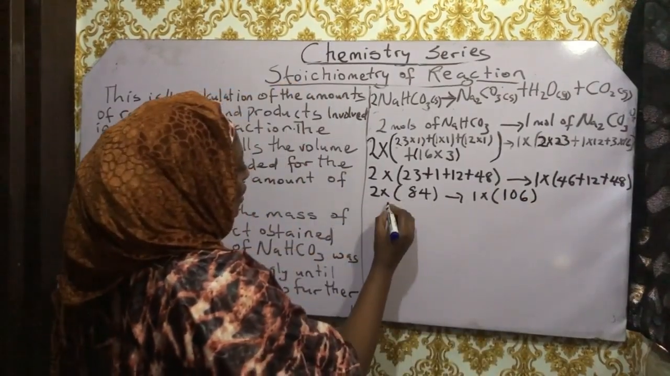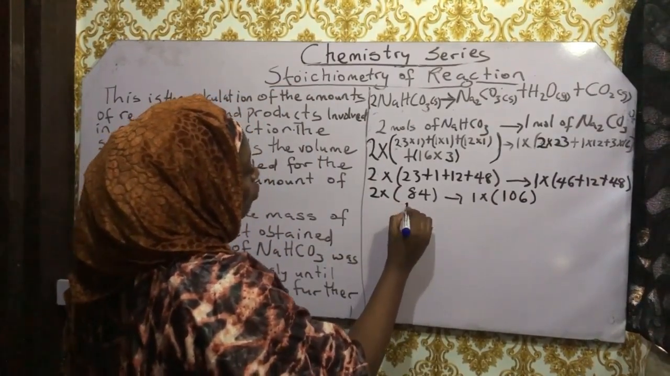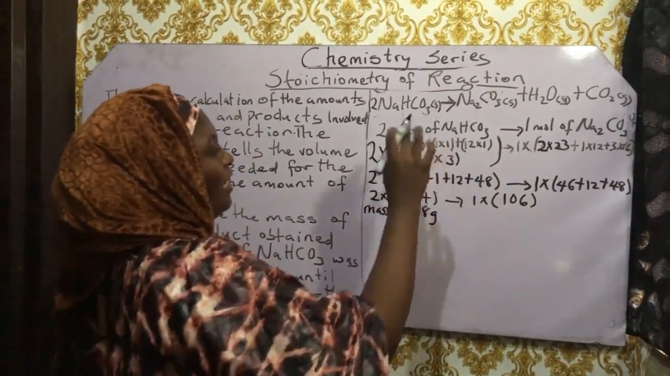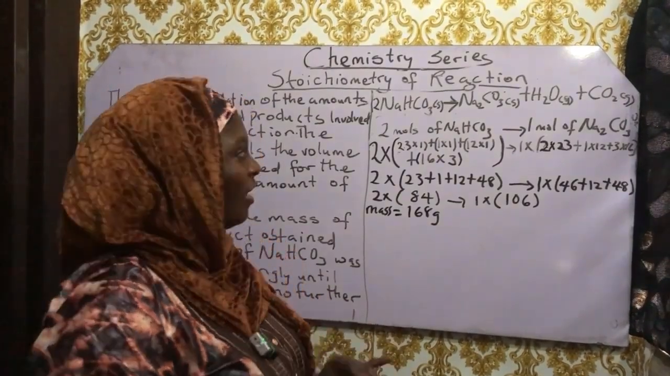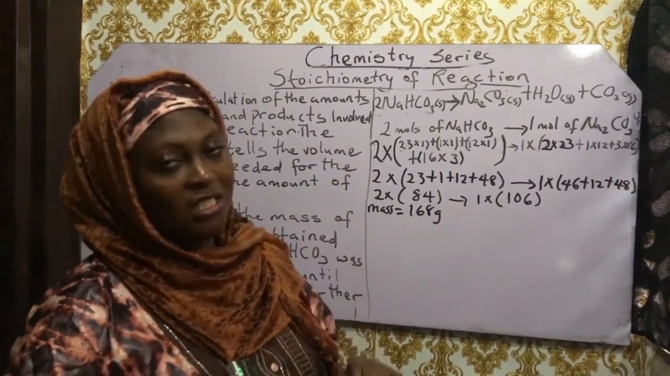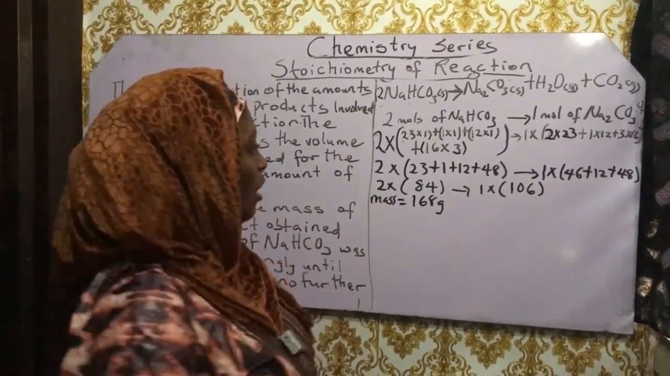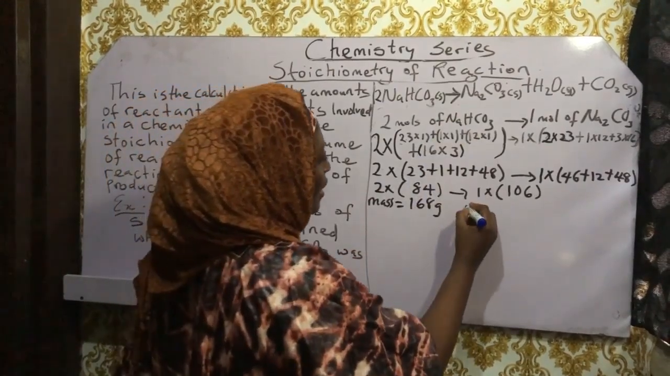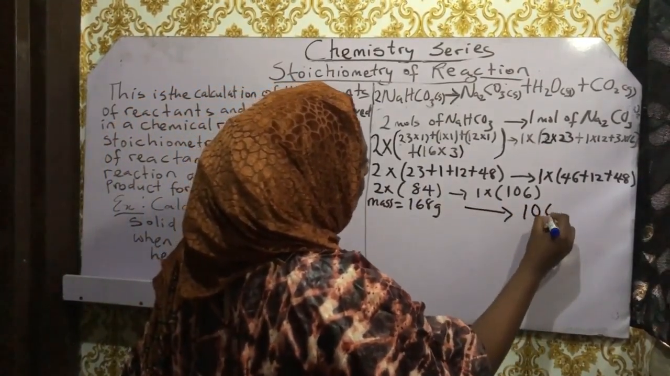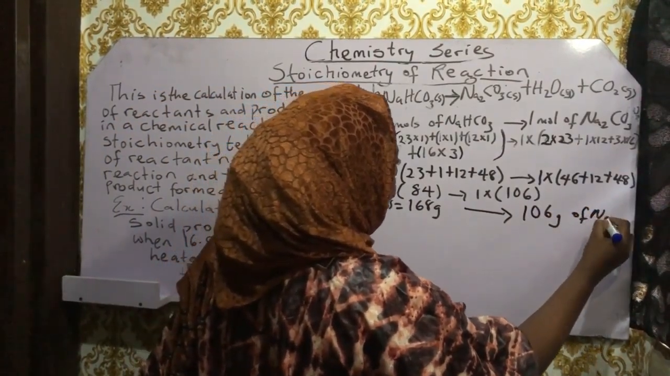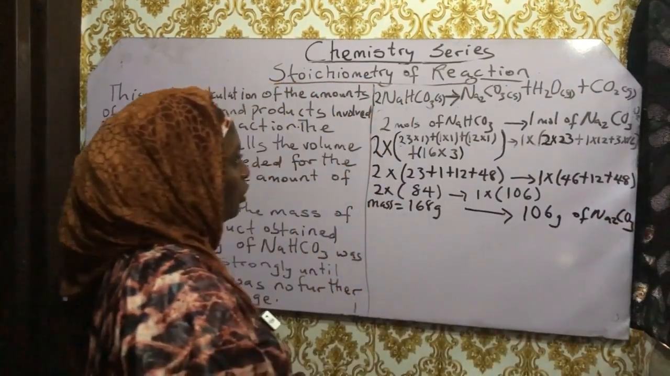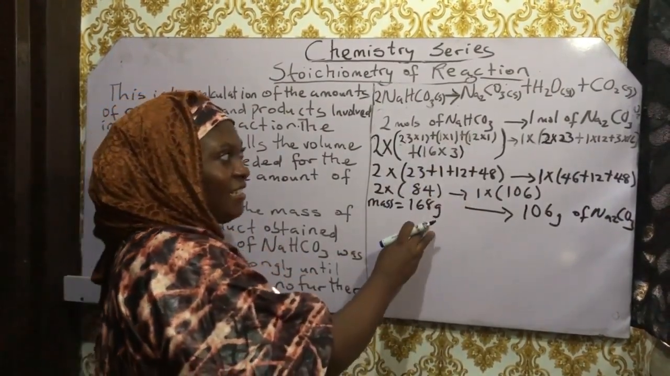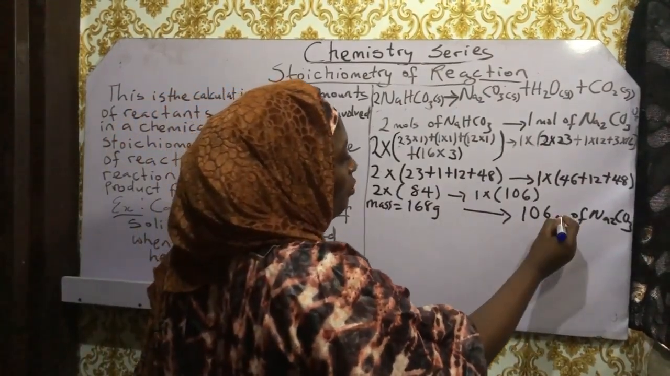So 2 times 84 gives 168 grams, which is the mass of NaHCO3. We are able to convert the moles of NaHCO3 to mass, and that is 168 grams. So from the equation of reaction, we have that 168 grams of NaHCO3 gives 106 grams of Na2CO3. So the mass of NaHCO3 is 168 grams and the mass of Na2CO3 is 106 grams.